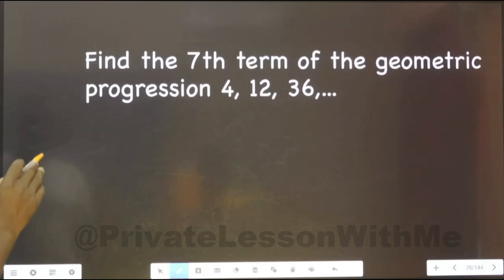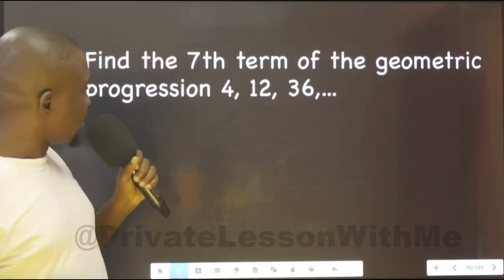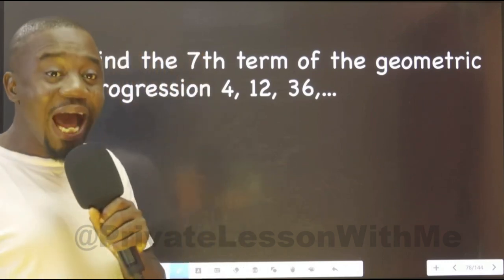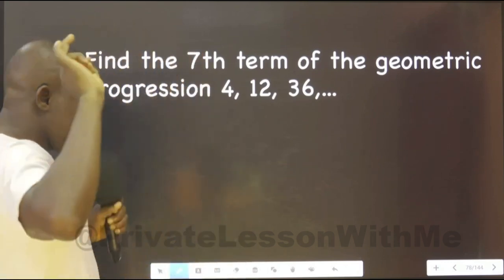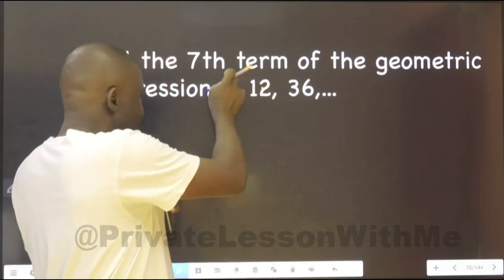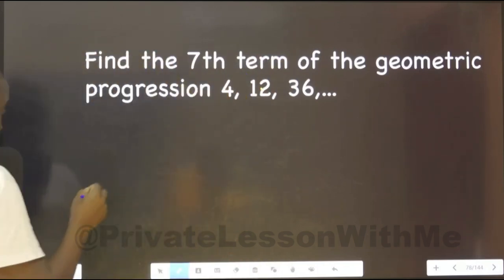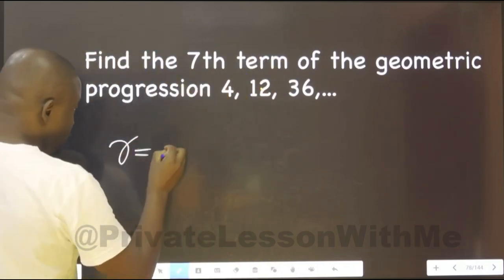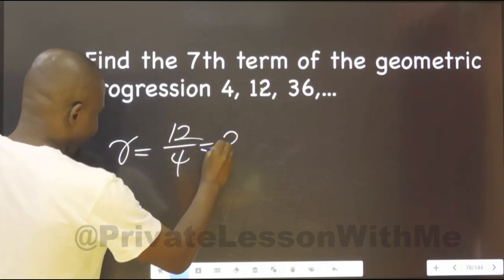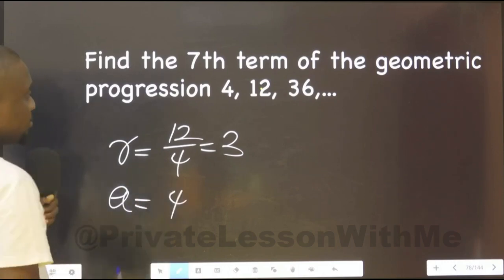Look at this. It says, find the seventh term of the geometric progression. So the first thing you need to do is to get the common ratio. How do you get the common ratio? Before, when we were looking at the common difference, we said this minus this. This time, we're going to say this divided by this, okay? It means, therefore, to get the common ratio, we say 12 divided by 4, which is equal to 3. As you can see, the first term is 4.